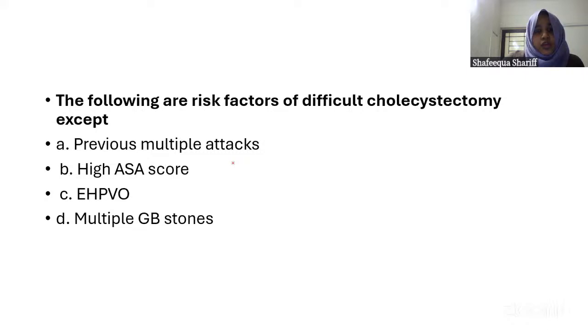The following are risk factors of a difficult cholecystectomy, except: previous multiple attacks, high ASA score, EHPVO, or multiple GB stones. So what do you think are risk factors? Multiple GB stones are not a risk factor.